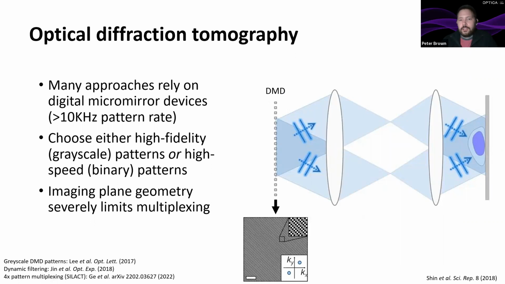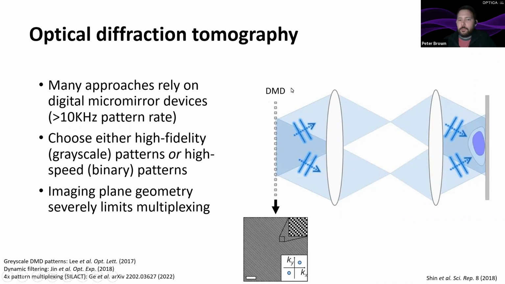ODT is a technique that's matured over the past 20 years or so, and currently most state-of-the-art approaches rely on digital micromirror devices to generate the array of plane waves that are needed. DMDs have a variety of advantages, including highly repeatable pattern generation and pattern rates in excess of 10 kilohertz. However, the current pattern generation strategies using DMDs entail trade-offs between the fidelity of the patterns, the speed of the imaging, and the degree of multiplexing that the approach is capable of.